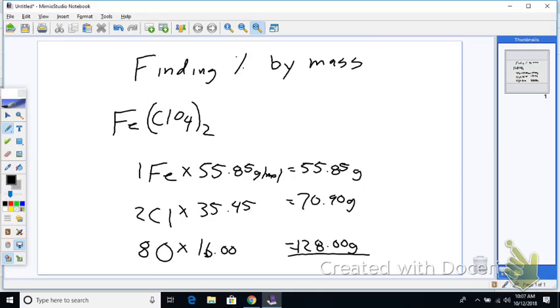Then we add them all up. That's all we're going to do, we're just going to add them all up. Now once you do that, you've got all your work, and it's pretty easy now to work with that. So now we're going to find percent by mass.